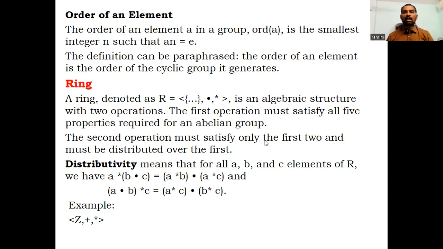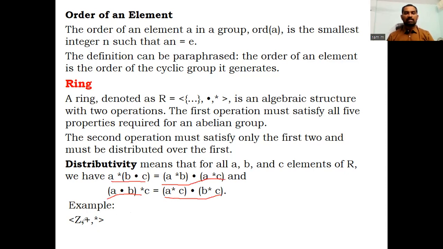The second operation must satisfy only the first two, closure and associativity, and must be distributive over the first operation. What does the distributive property say? A star (B dot C) should be equal to (A star B) dot (A star C), and (A dot B) star C should be equal to (A star C) dot (B star C). Whatever value you get on the LHS should be equal to the RHS.